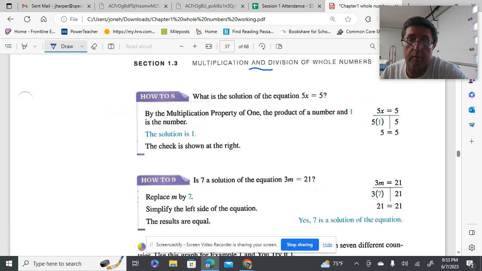What is the solution of the equation 5x equals 5? Well, any number times 1 is going to equal itself. So 5 times 1 equals 5. And that is important to understand.